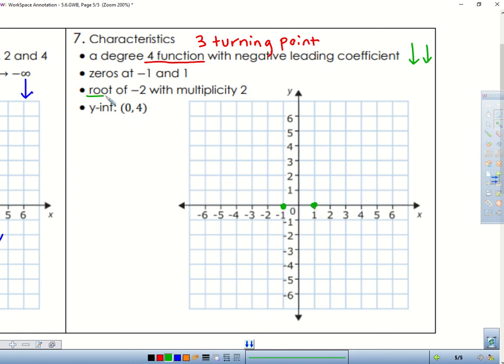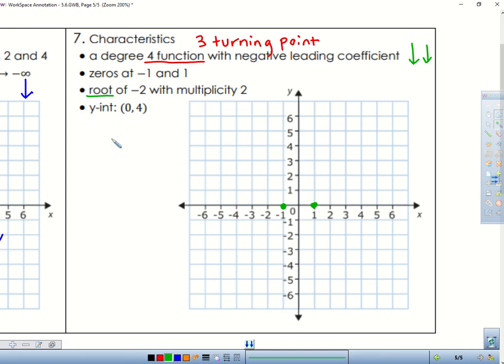And then here's where they try to throw you off. Does anyone remember what a root is? It's the same thing as a zero. Exactly, it's the same thing. So they use different terminology. They'll say solutions, zeros, roots, x-intercepts. They all mean the same thing. They're just trying to make sure you know that.